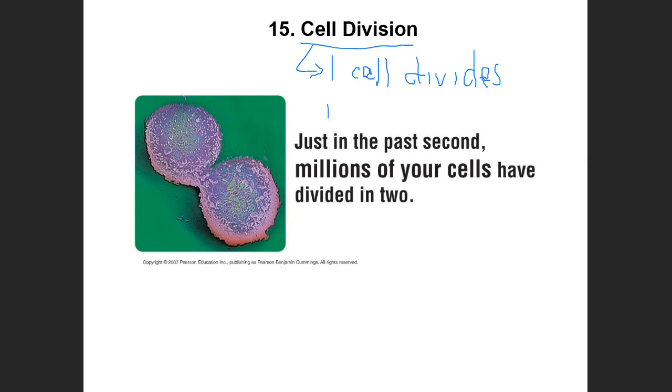Now, is it always that simple? No. First of all, there's 2 types of cell division. The difference mainly focuses on what happens to the DNA in the nucleus and therefore the nucleus itself.